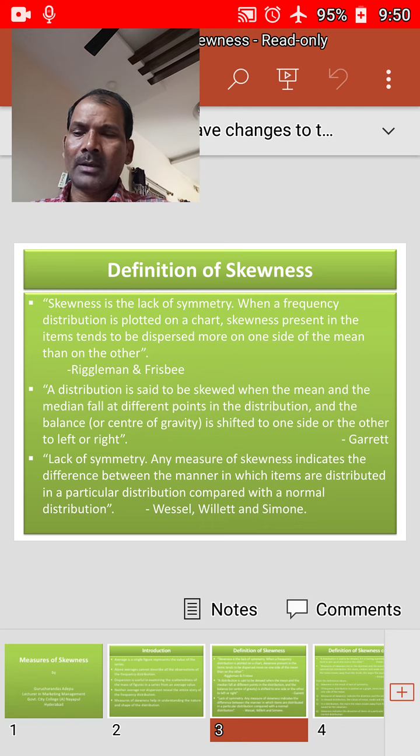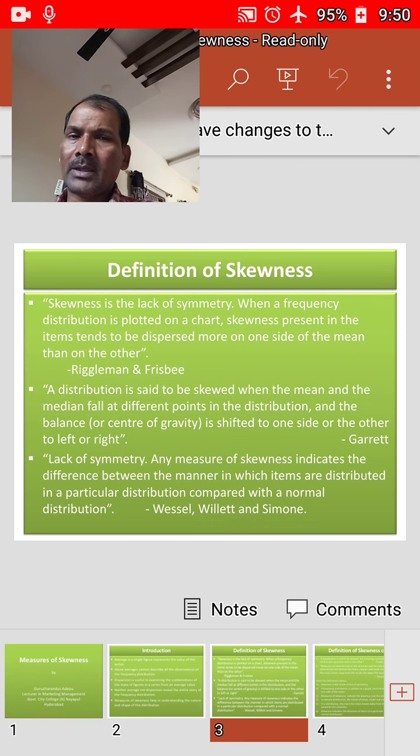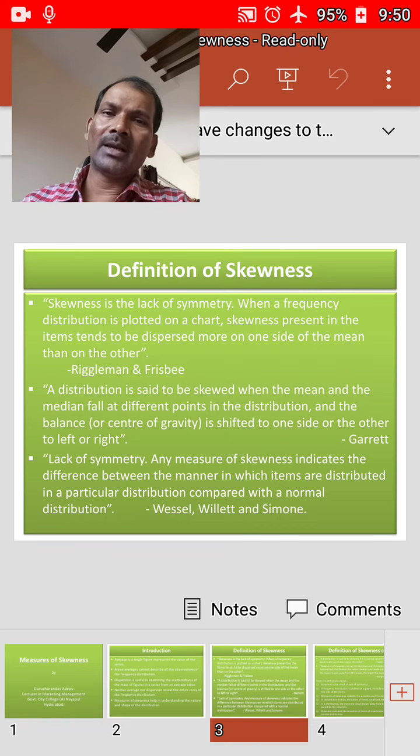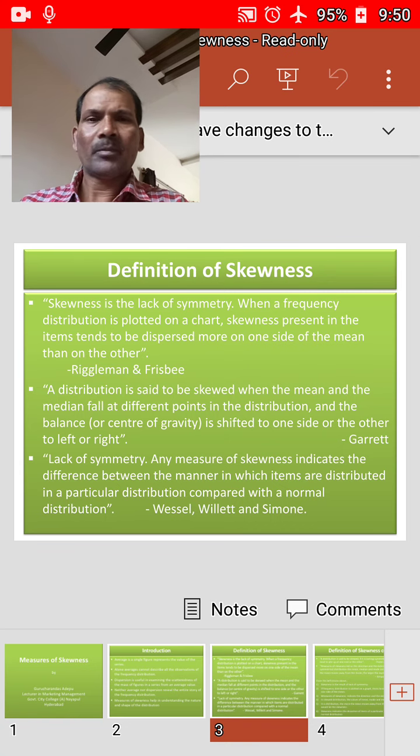That means the center of gravity is shifted to one side, that is not at the center of the bell-shaped curve, not at the center of the given distribution, it is shifted to one side of the graph, right? Now, according to Wessel, Willett and Simon, they defined skewness as lack of symmetry.